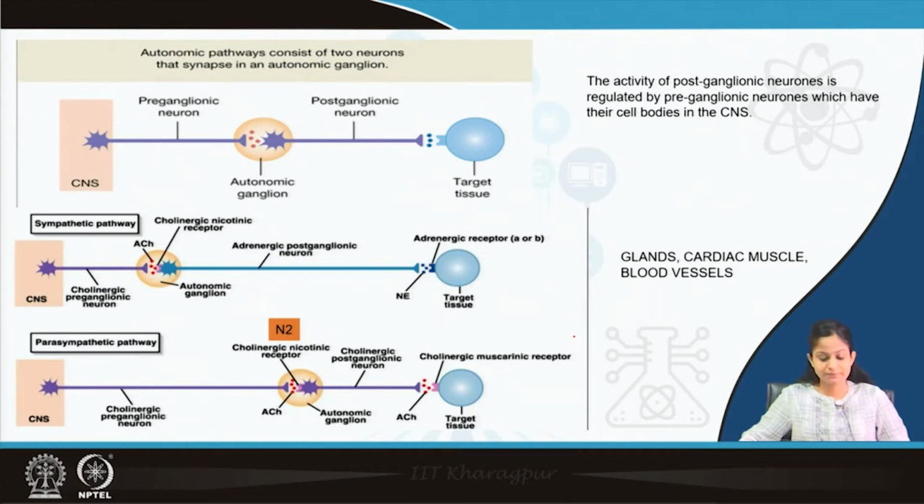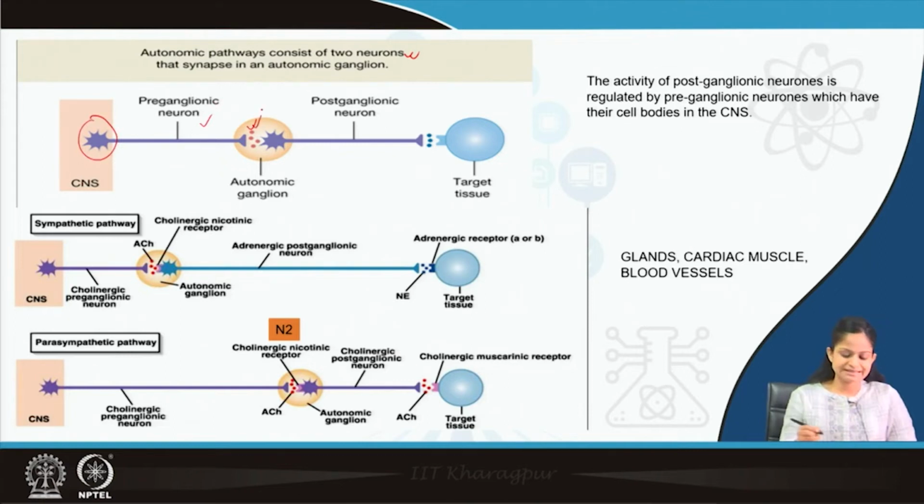Now, what is the autonomic pathway? Generally the autonomic pathway consists of two neurons, and these neurons usually make a synapse in the autonomic ganglion. The activity of the postganglionic neurons is actually regulated by the preganglionic neurons, whose cell bodies are present in the central nervous system. So, this is the preganglionic neuron, the cell body is present in the central nervous system.